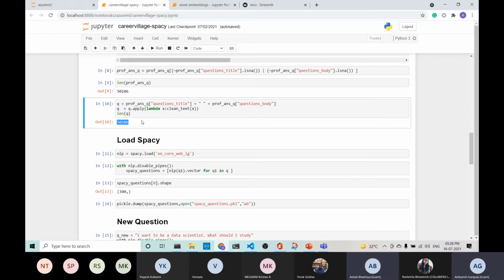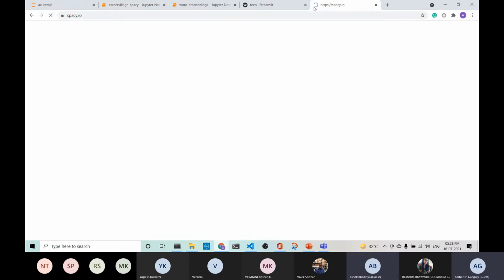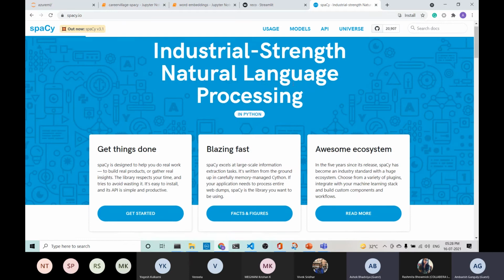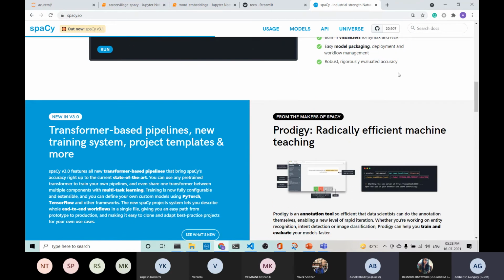Next step is that I load spaCy, which has pre-trained word embeddings for me. So spaCy has different kinds of word embeddings. You can go ahead and check out the spaCy website, spacy.io. It is an industrial strength natural language processing library. It has got lots of things, and it keeps up to date.